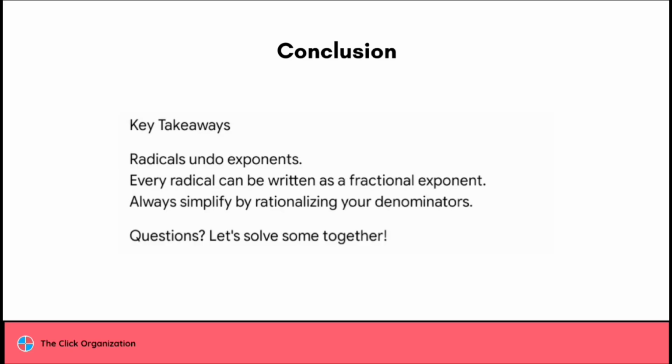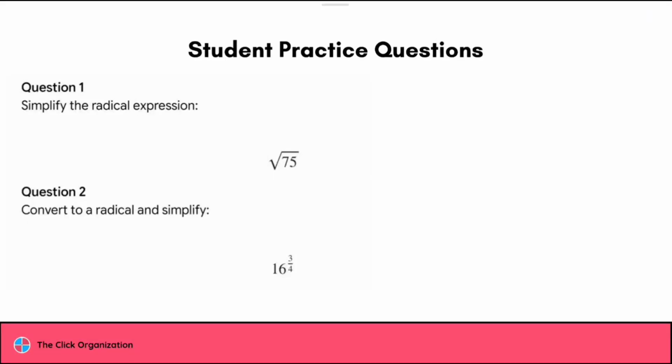Does anyone have any questions before we walk through a few examples together? Let's start with question 1. Simplify the square root of 75.